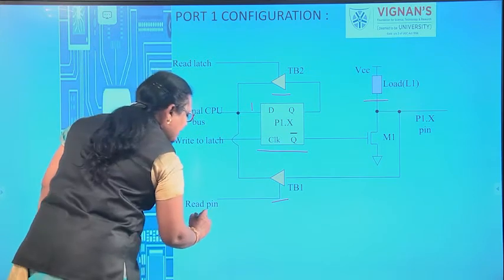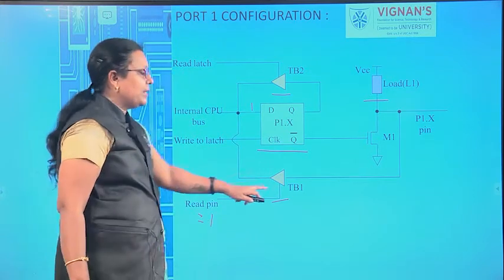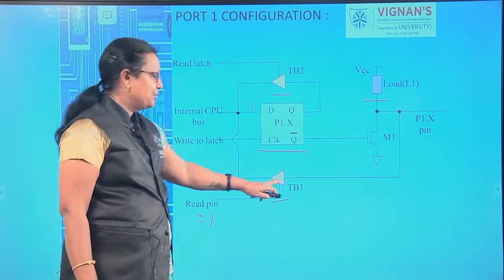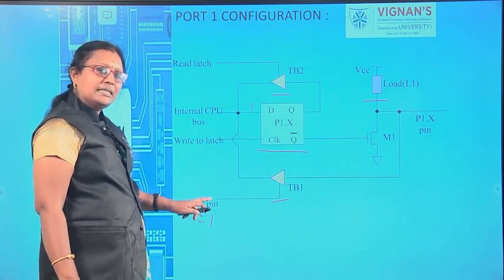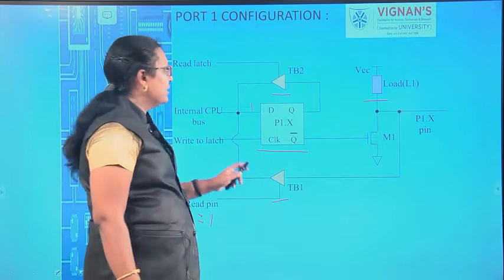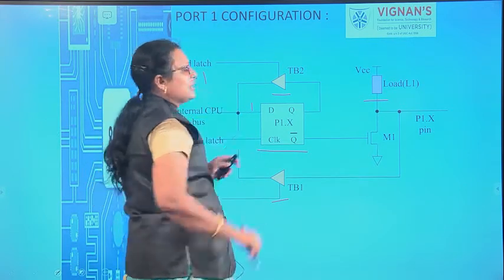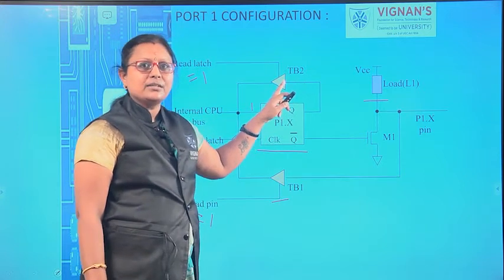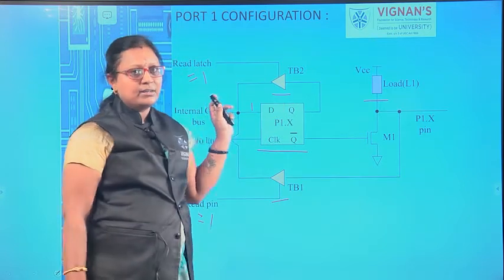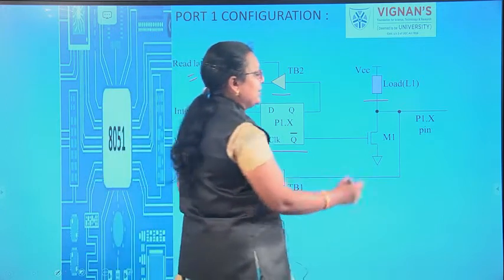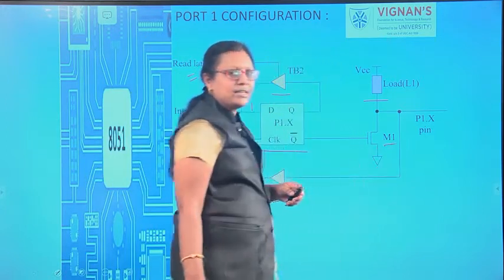If this read pin is equal to 1, then automatically your buffer 1 will start to read the contents which is present in the read pin. And if this read latch is equal to 1, then your buffer 2 starts to read the contents at that particular internal latch, okay. And M1, that is, the transistor, will act as a gate over here.